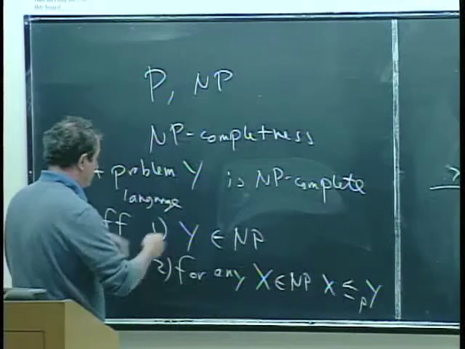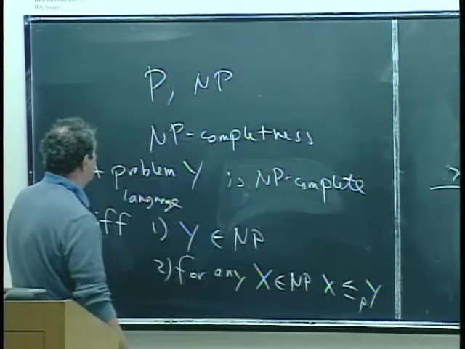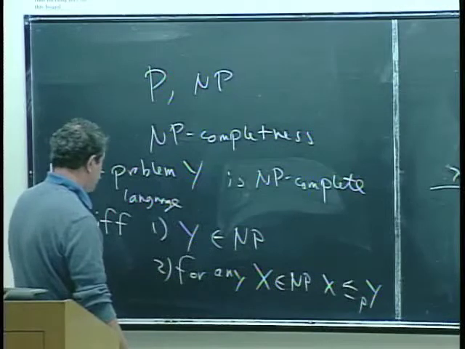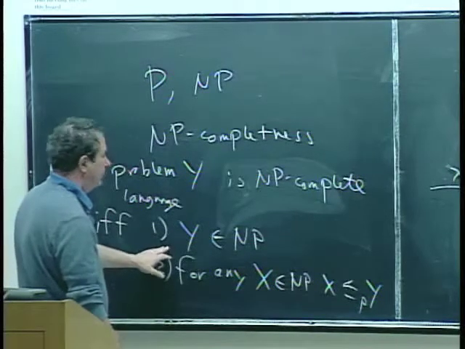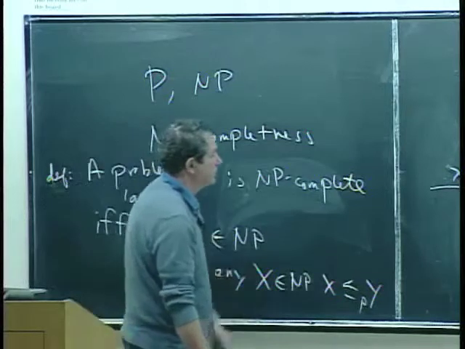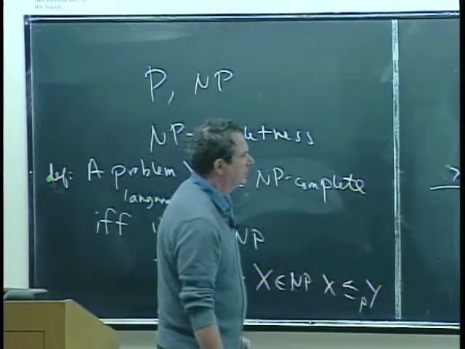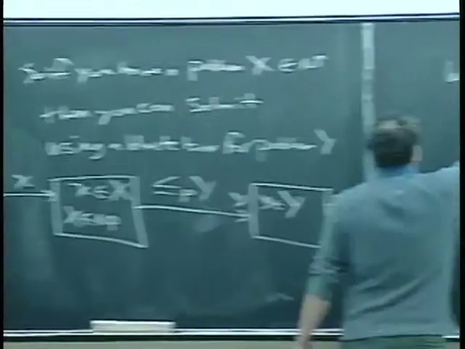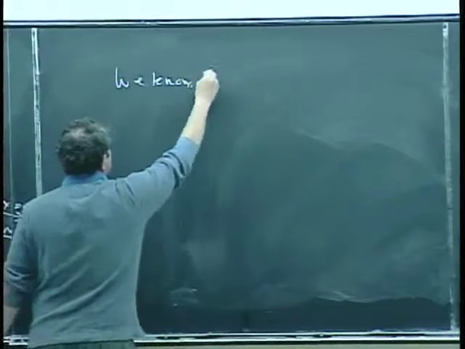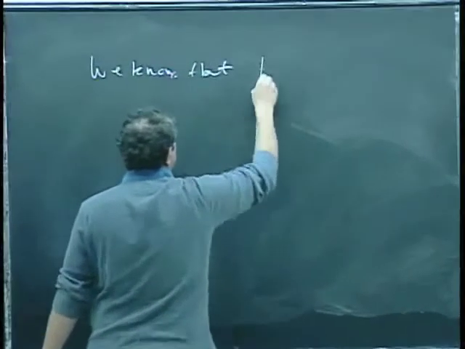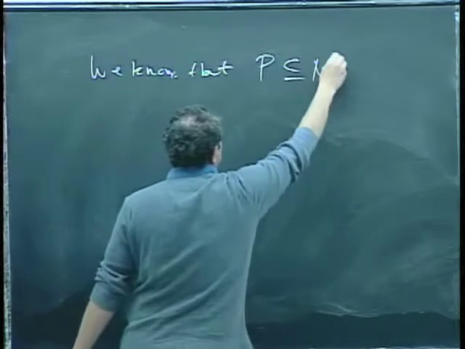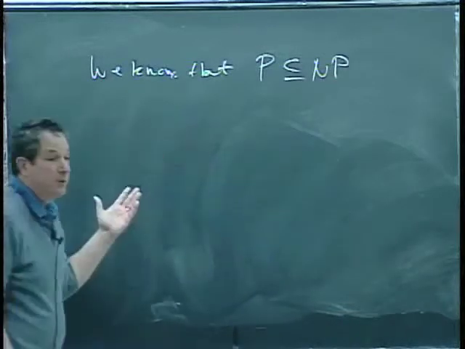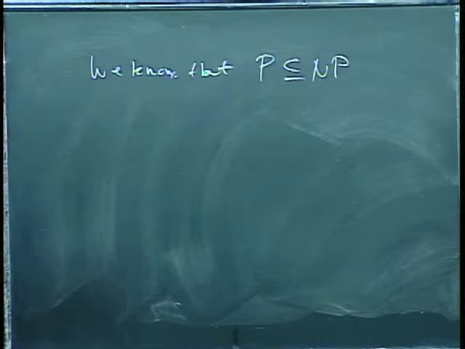Okay, so so far this is just words, but we're getting closer to something that's of some use. We know what NP is, what the reductions are. Now this is the definition of NP-completeness. And previously we saw that P is contained in NP. We proved that last time. It's a two-line proof if you have the right definitions, which is what we did last time.